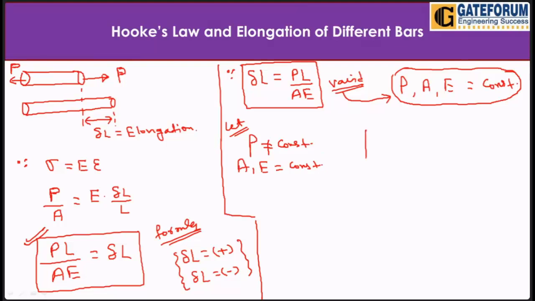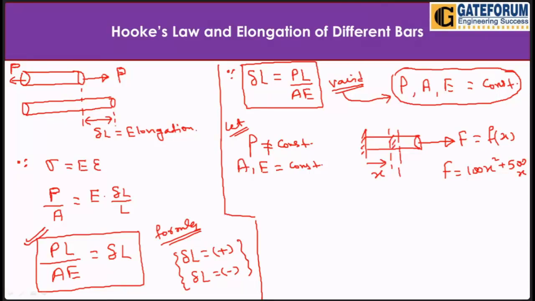What happens? Suppose here we have a rod and force is applied here, but this force is a function of x, depending on the length. Suppose here we have x, and if force is a function of x, it depends on the length. Suppose somebody says F equals 100x squared plus 500x. So force depends on x, so I should go for integration, for a very small section dx.